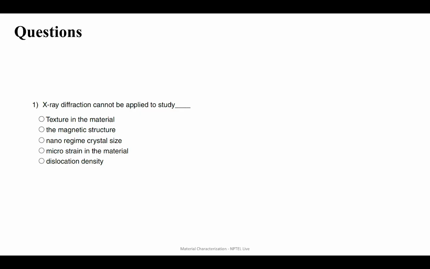X-ray diffraction cannot be applied to study texture in the material, magnetic structure, nano regime crystal size, microstrain in the material, dislocation density.